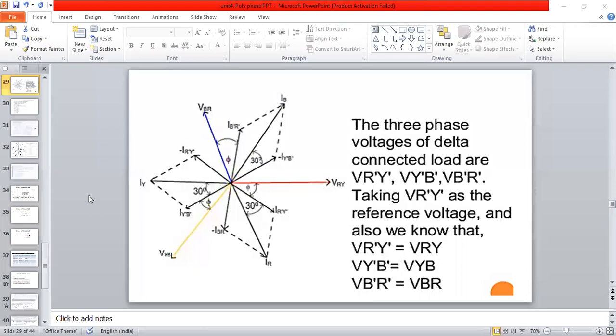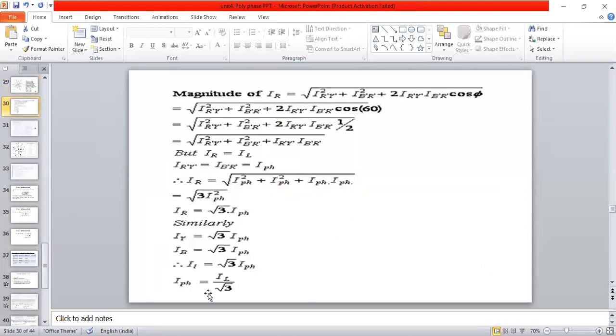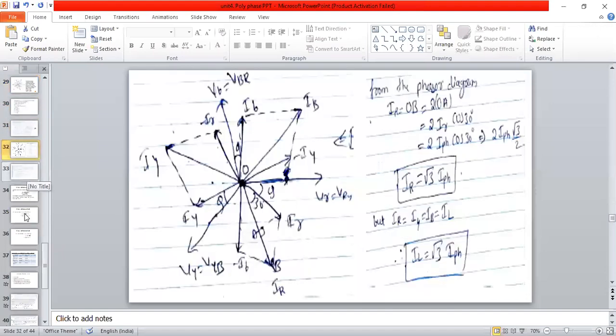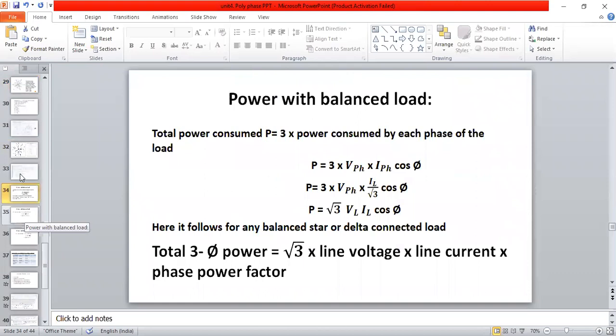So we'll start. Yesterday we finished the relation of voltage and current for the delta connection, with the phasor diagram, the current equations and the voltage equations. All of you have noted down the formulas of both derivations. Now we have to derive the power equation for both the star connection and the delta connection.